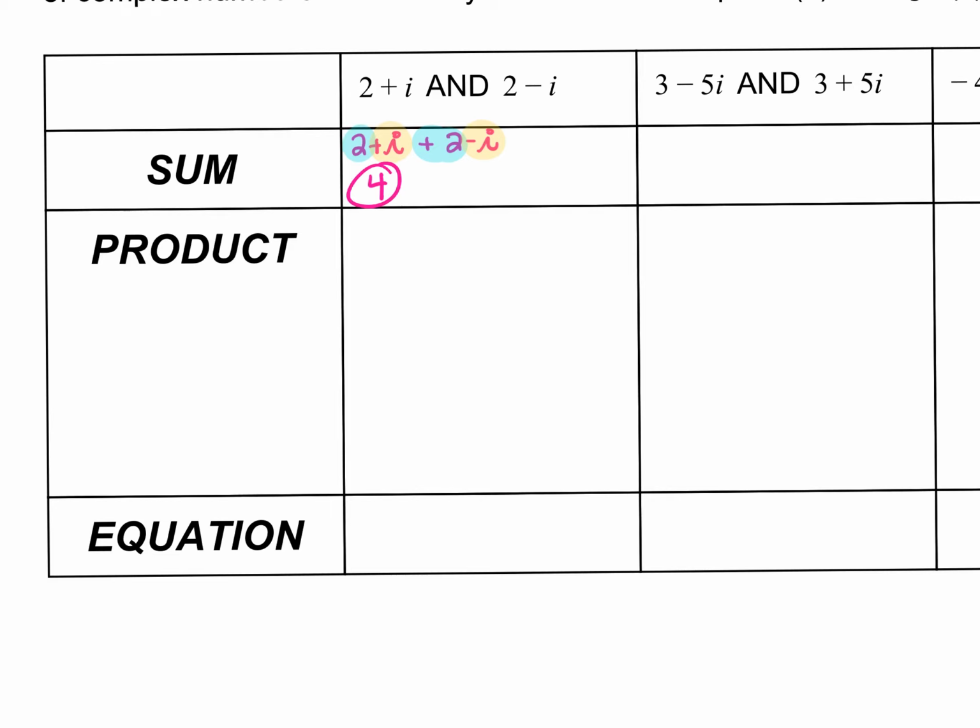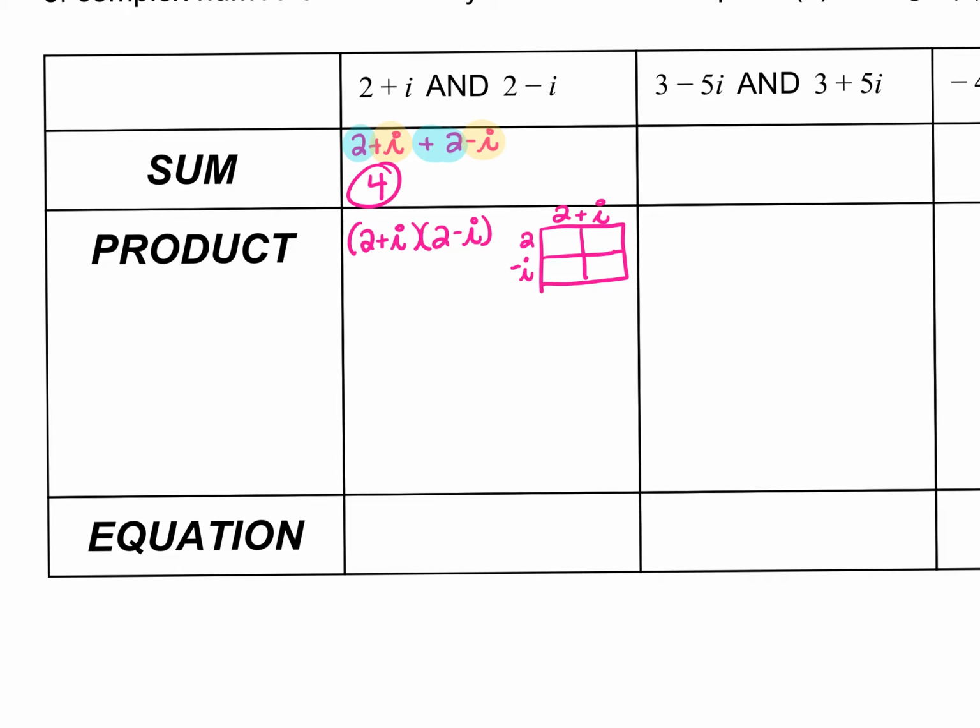Okay, easy enough, right? All right, next step, finding the product. So to find the product, we're going to multiply these: 2 plus i times 2 minus i. Now, in some cases, it might be easier to do this with the box method, where you would create your box with your factors, 2 plus i, 2 minus i, and then fill in the boxes, and that's perfectly acceptable if you'd like to do that.